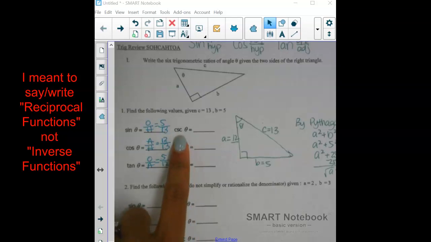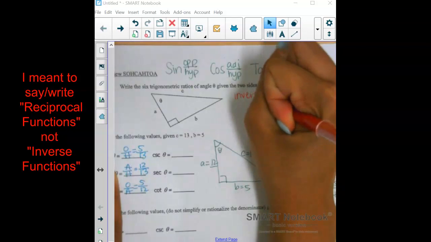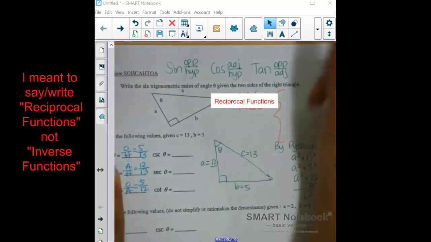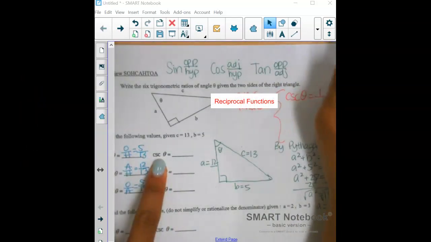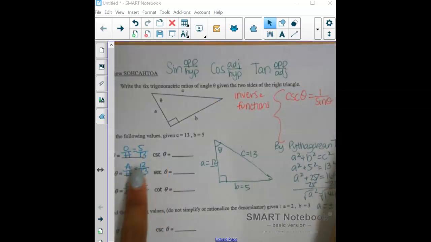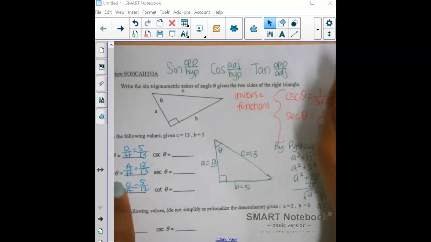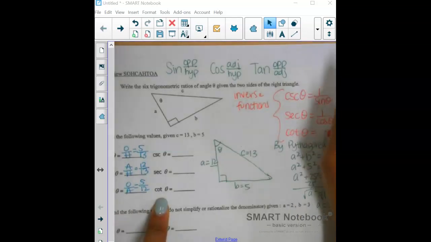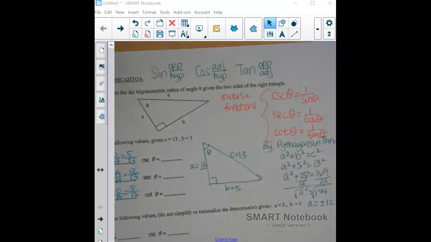CSC is cosecant. This is the inverse of sine. So here are your inverse functions. The inverse of sine is cosecant, so CSC of theta is going to be 1 over sine of theta. Secant, SEC, is going to be 1 over cosine of theta. And cotangent is going to be 1 over tangent of theta. Those are all inverses. So cosecant is the inverse of sine and vice versa.